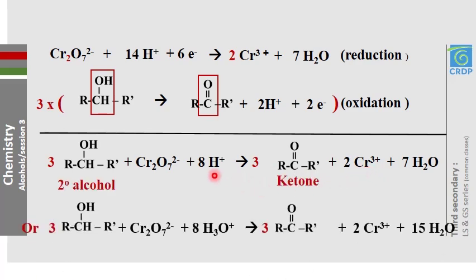You can transform this H+ into H3O+ by adding on both sides H2O. 8 H2O here and 8 H2O here, 8 because here there are 8 H+. So 8 H2O, I will have 8 H3O+, and here I will have 15 H2O. And everything will be the same.